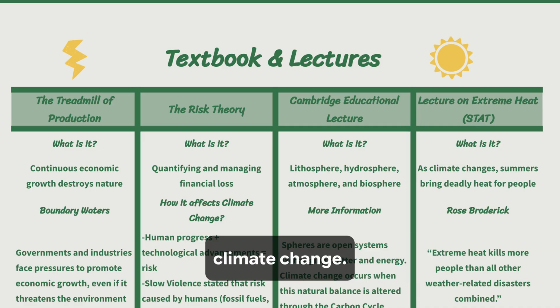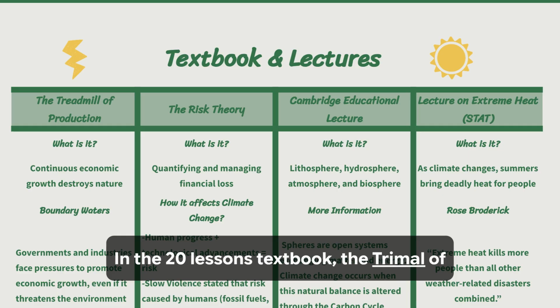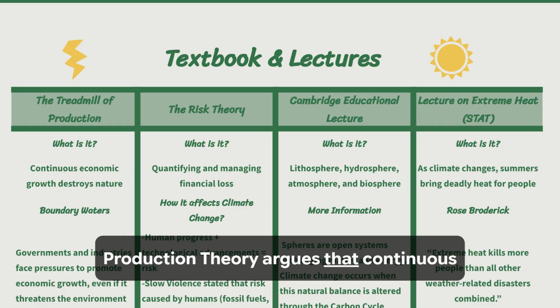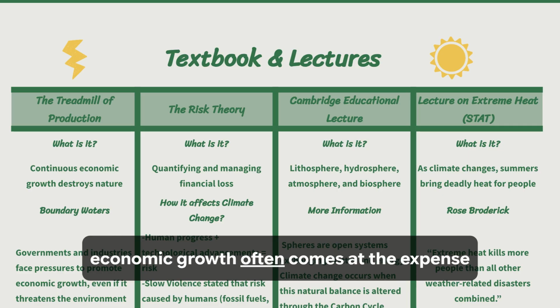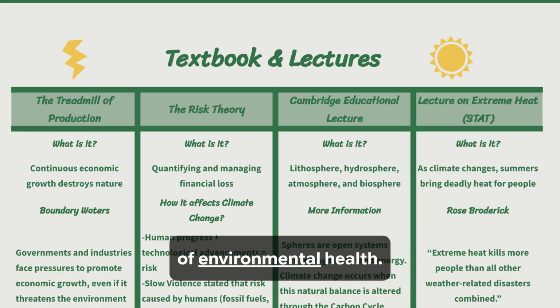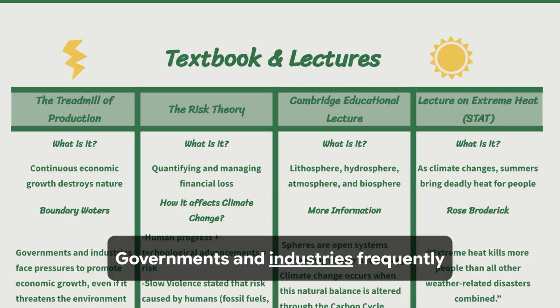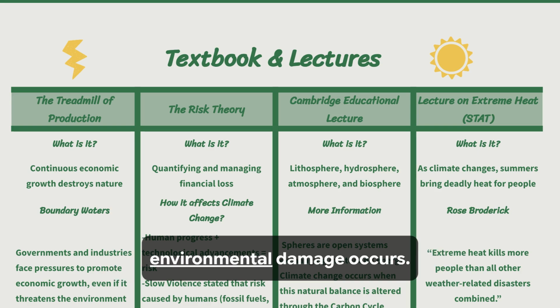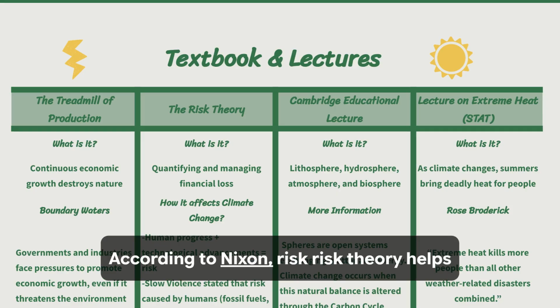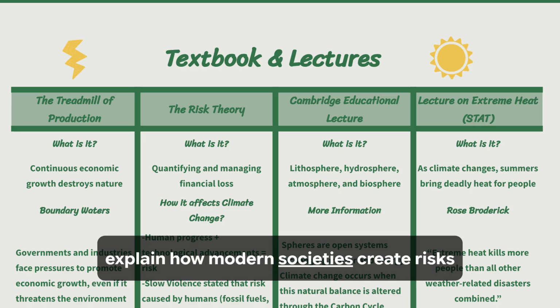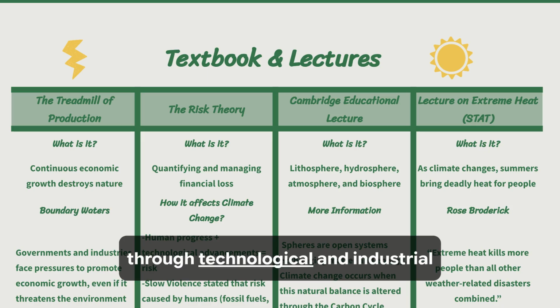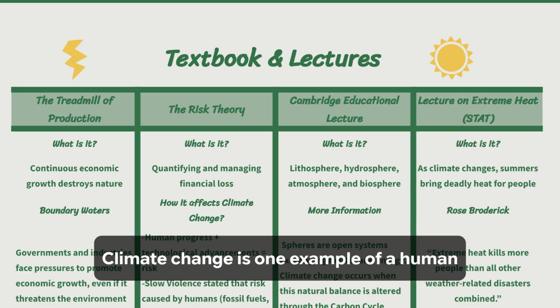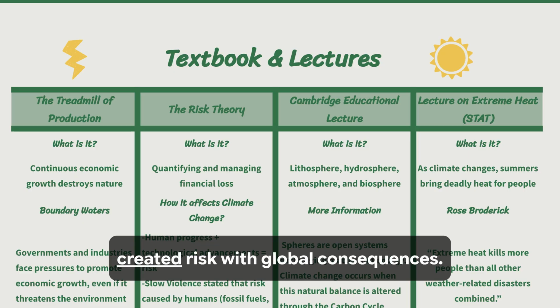Several sociological concepts help explain climate change. In the 20 Lessons textbook, the treadmill of production theory argues that continuous economic growth often comes at the expense of environmental health. Governments and industries frequently prioritize economic expansion even when environmental damage occurs. According to Nixon, risk theory helps explain how modern societies create risks through technological and industrial development. Climate change is one example of a human-created risk with global consequences.